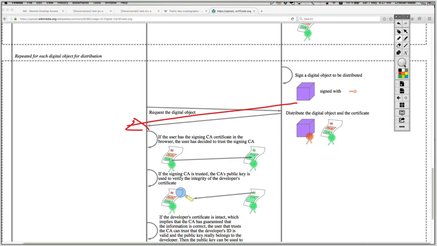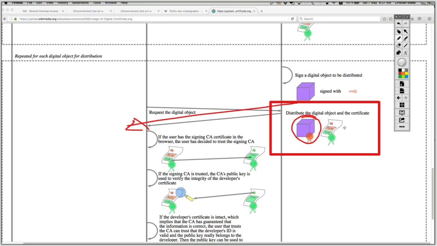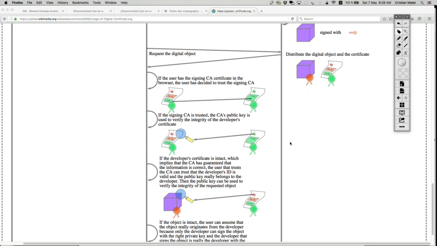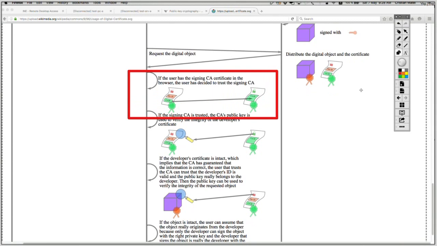What I'm actually going to send is the signed document, which was signed with my private key, and I'm also going to send my certificate, which contains my public key. Now when the other side receives that document, the first step is to look at the certificate and ask, who issued that certificate? So it looks at the issuer name, the CA identity, and asks, do I trust that CA?